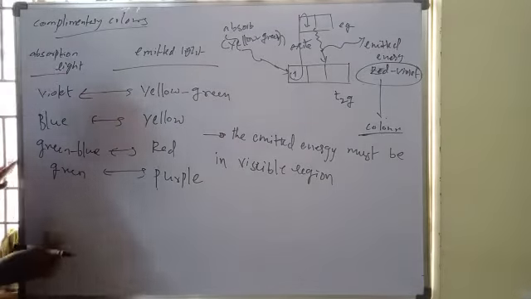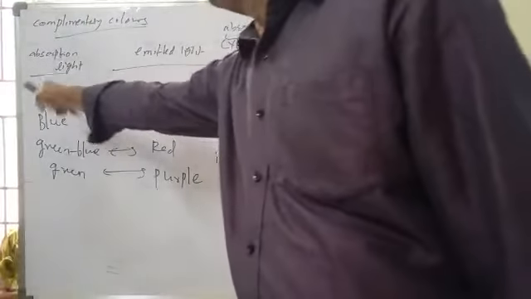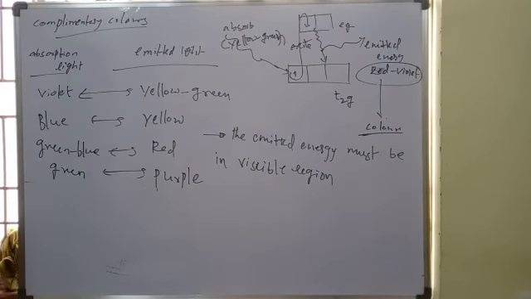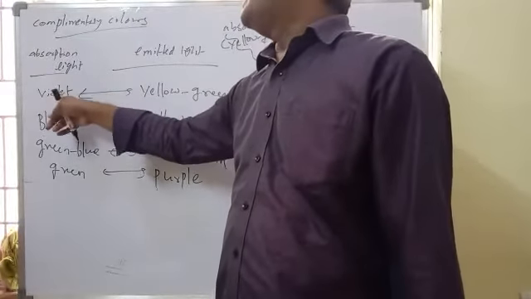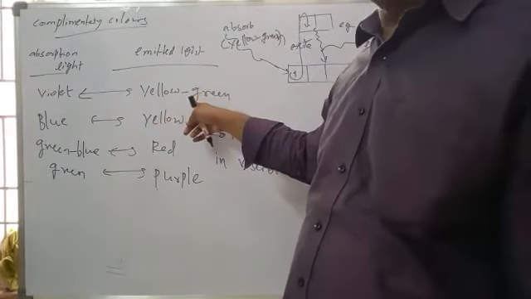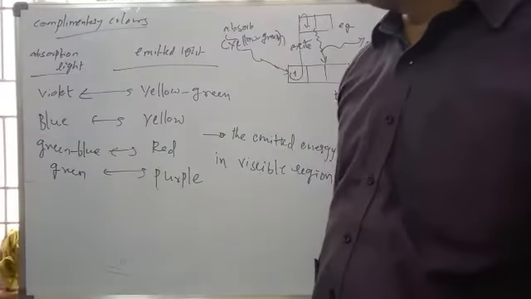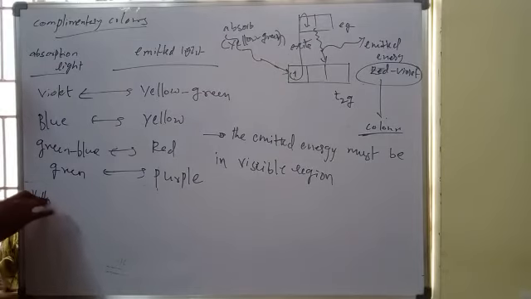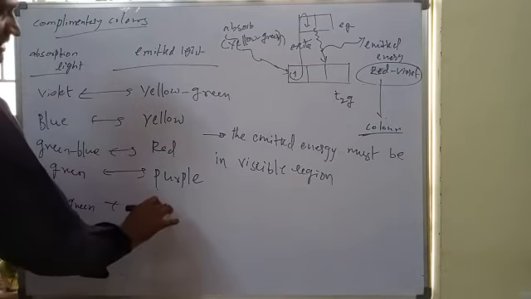That means these are the complementary colors. This is the absorbed light, this is the emitted light, and the emitted light only we can see in the form of color. So if a substance absorbs violet, yellow-green appears; if it absorbs yellow-green, violet appears. We can take it in reverse.